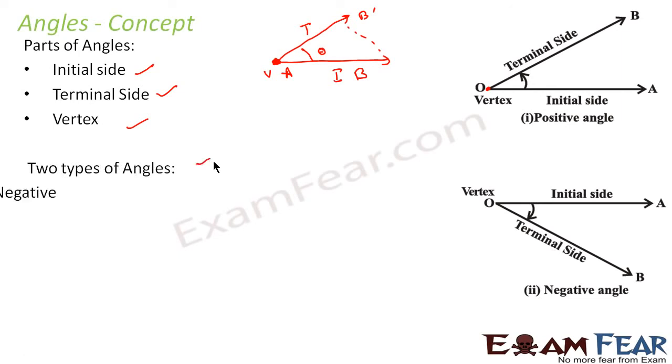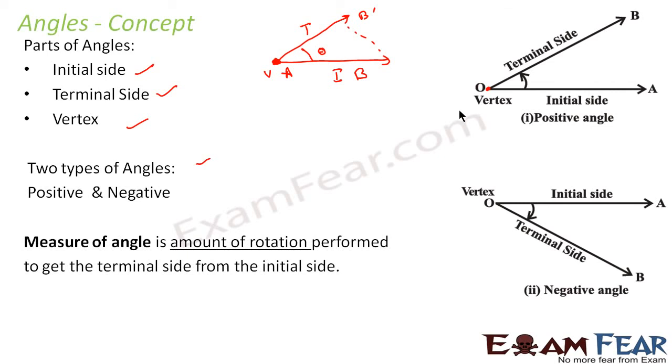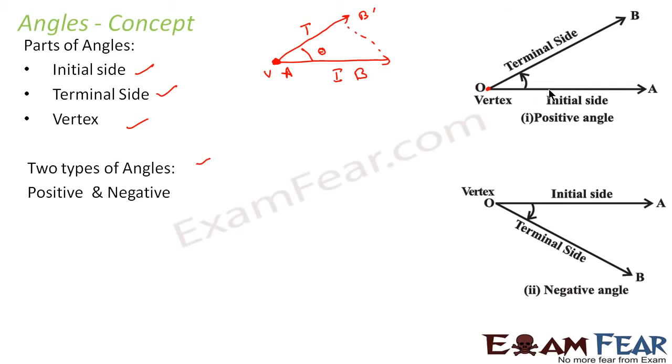There are two types of angles. One is positive and the other is negative. When we rotate an angle in the anti-clockwise direction, it is positive. For example, if this is a line AB and you rotate it to this side in the anti-clockwise direction, this is a positive angle. Similarly, for line AB, if you rotate this line in the clockwise direction to B dash, this becomes a negative angle.